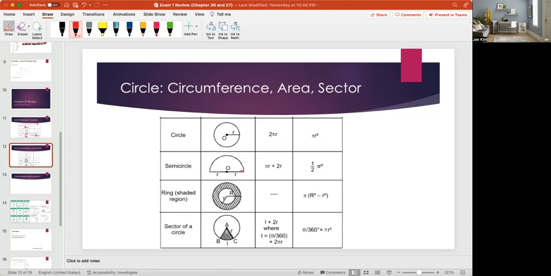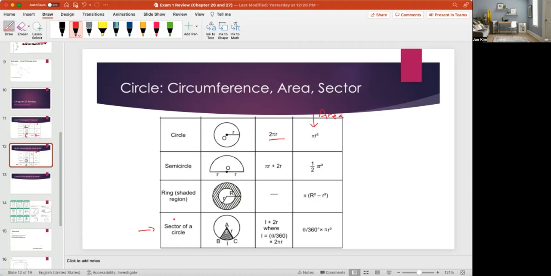Okay, let's talk about circle, circumference, area, and sector. Here's a circle. Circumference is 2 pi r. And area is pi r square. Semicircle is half of that.